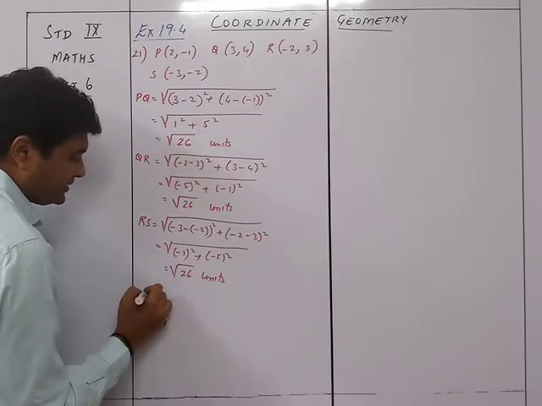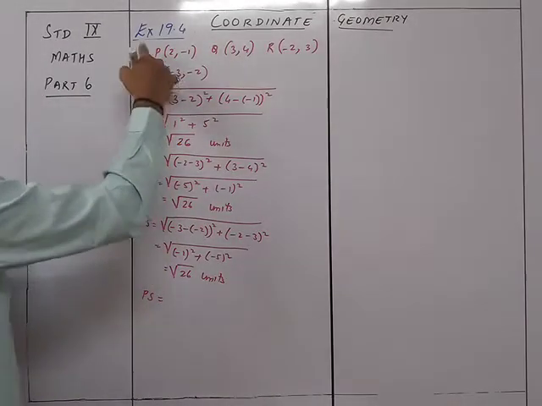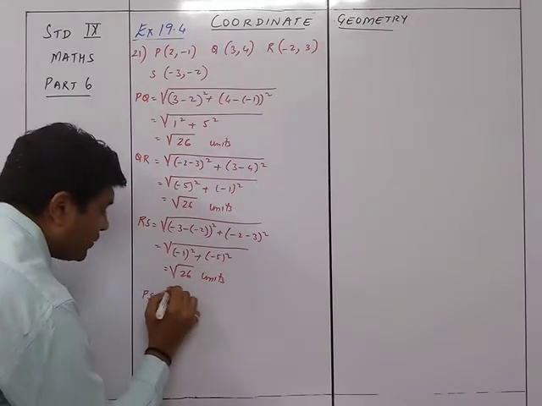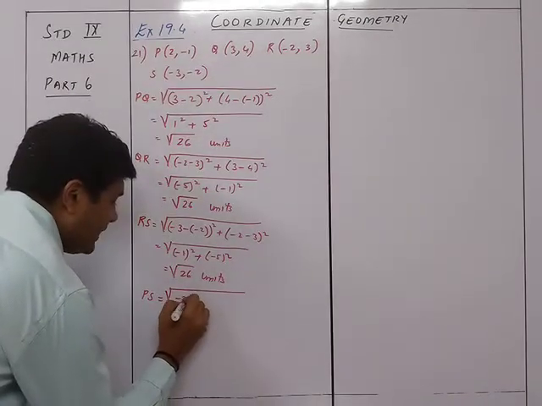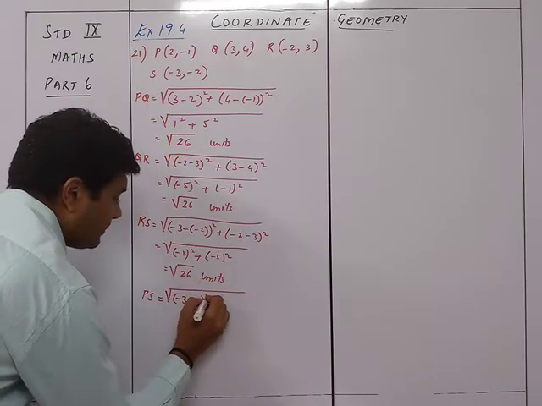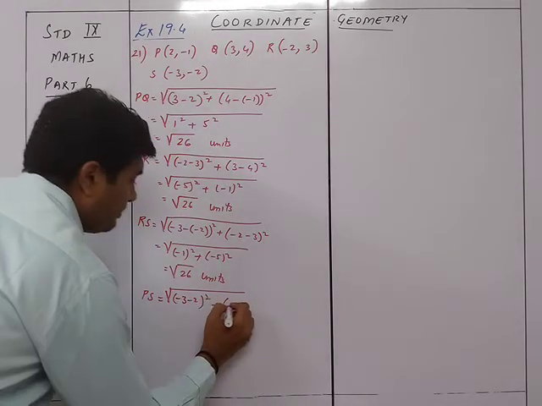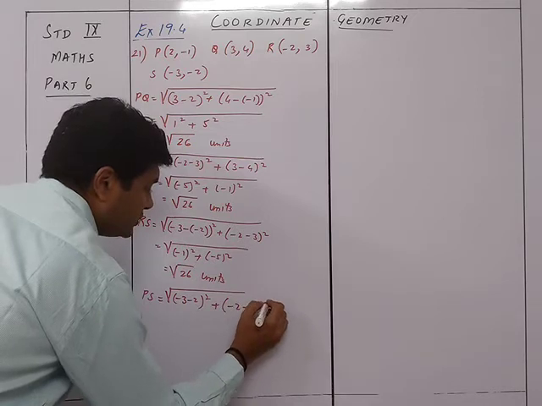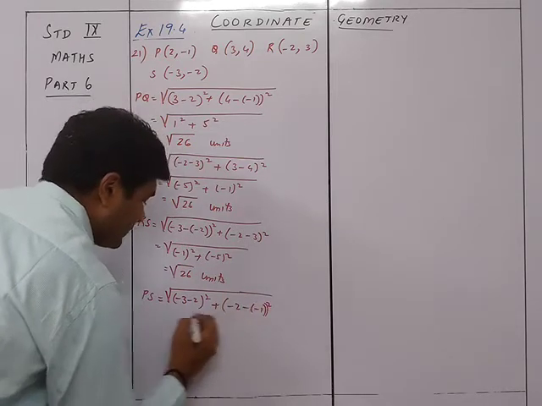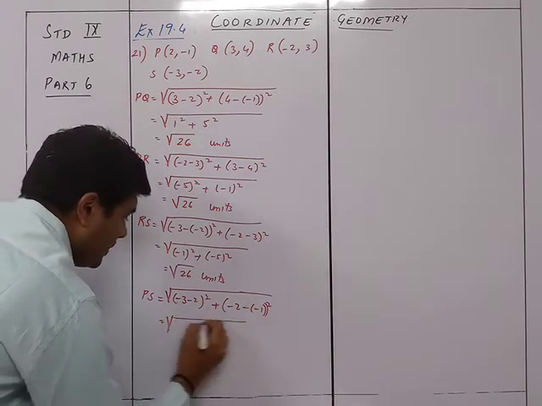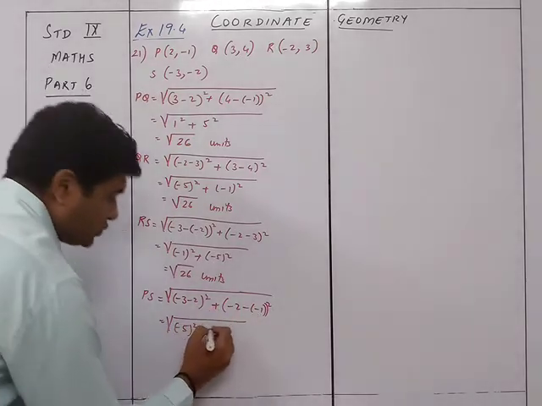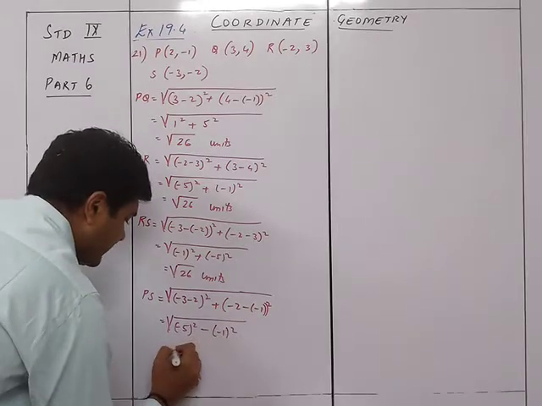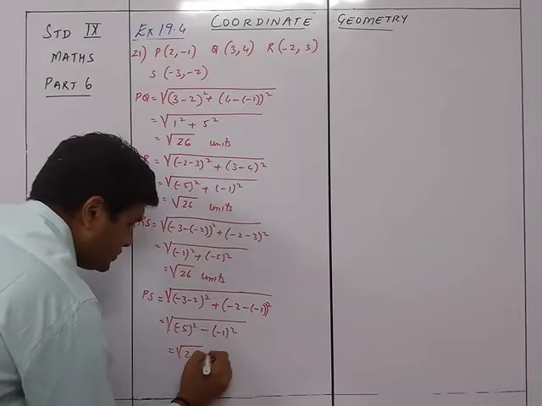The last one is PS, that is square root of minus 3 minus 2 the whole square plus minus 2 minus of minus 1 the whole square. So that will be equal to minus 5 the whole square. This is going to be plus 1, so it is minus 1 the whole square, that is root of 26 units.